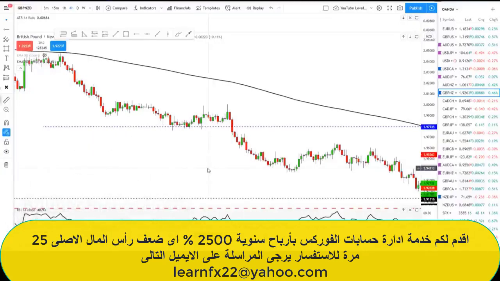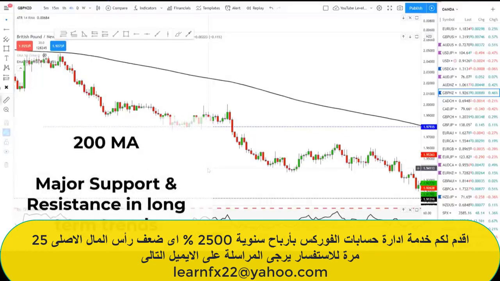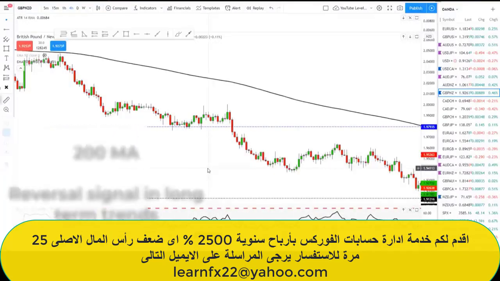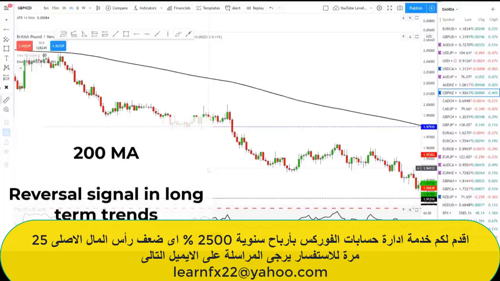The second way we're going to learn how to use the 200 period moving average today is to use it as a major level of support or resistance. And third, you're going to learn how to use the 200 moving average as a reversal signal in long-term trends. So if that sounds good, then we'll go ahead and get started with number 1.